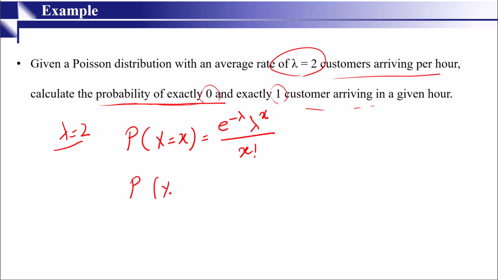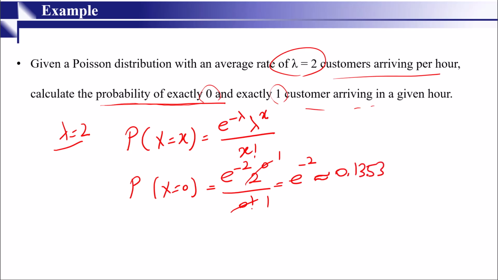So in this case, we say probability of exactly 0. So probability of X equal to 0 is equal to e to the power of minus 2, times 2 to the power of 0, divided by 0 factorial. So 2 to the power of 0 is 1, 0 factorial is 1, so it will be e to the power of minus 2, which is approximately equal to 0.1353. It means there is approximately a 13.53% chance that no customers arrive in a given hour when the average rate is 2.